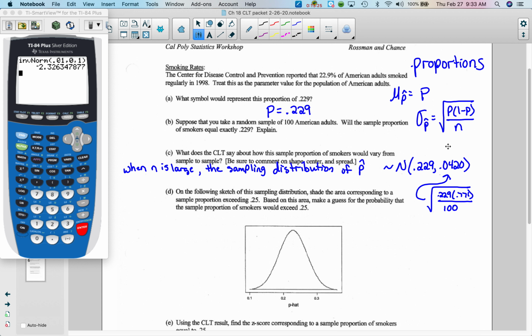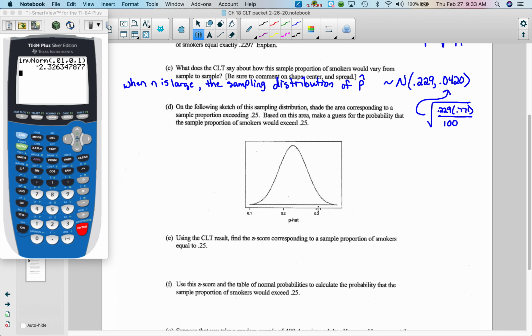Notice the approximately normal, because my distribution is not normal. The distribution, because people either smoke regularly or they don't, has those two outcomes. So we're looking at a Bernoulli, and we can consider this like a binomial model. But as long as n is large enough and the conditions are met, we can use an approximate normal model. So then you should be able to answer that.